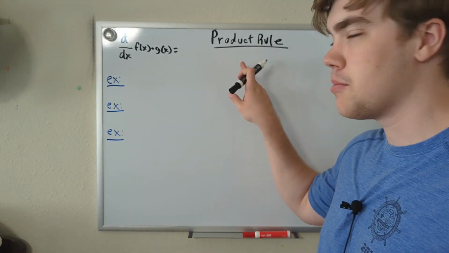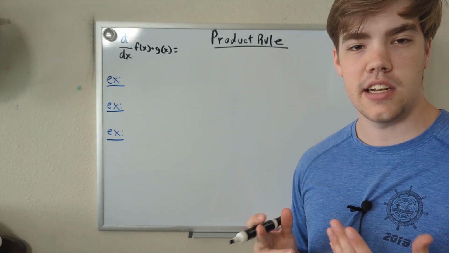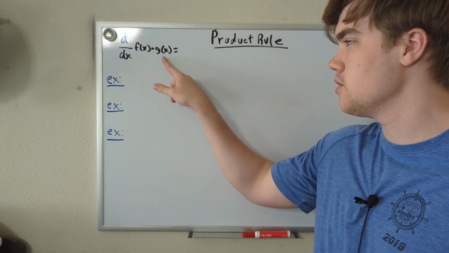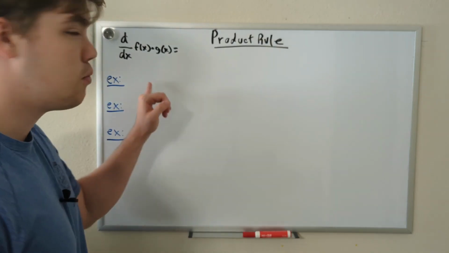In today's video, we're going to be talking about the product rule for derivatives. This is a strategy that can help us solve problems when we have two functions being multiplied together and we want to find their derivative. The rule is as follows.